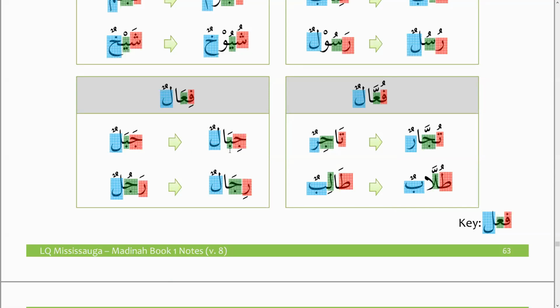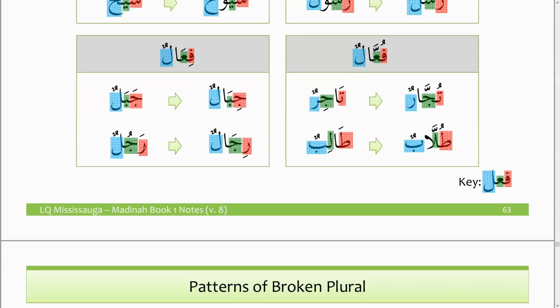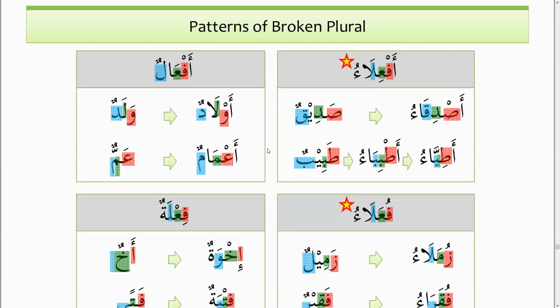Mountain, mountains. Tajir is a trader, traders. Jabal, jibal. Mountain, mountains. Rajulun, rijalun. A man, the men. A lot of people, yeah? A lot of men. Rijalun. So these are the 4. The other 4, inshallah, we will look at.